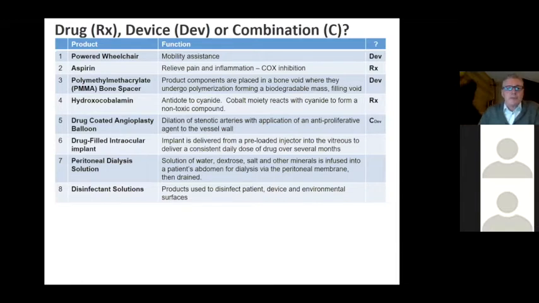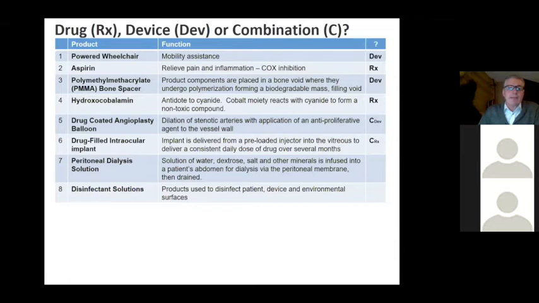If we had a drug-filled intraocular implant that's being delivered through a preloaded injector into the vitreous of the eye, that would, of course, be a combination product because we have the injector and we have the drug. However, the primary mode of action here is going to be the drug being released into the eye.